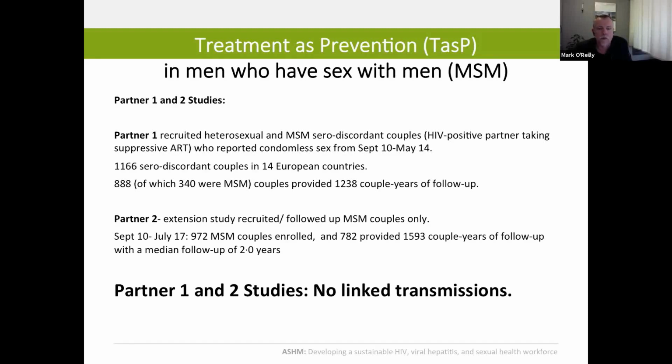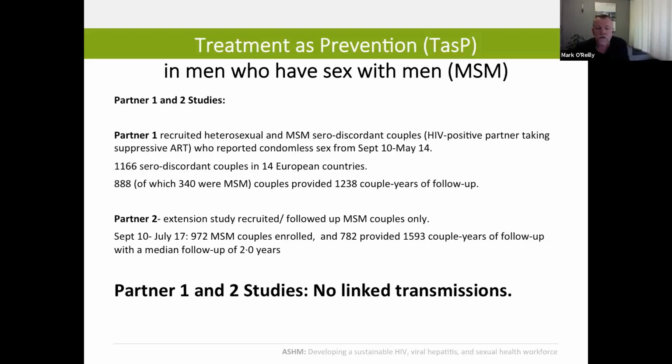These couples reported condomless sex between September 2010 and May of 2014. In that study, there were 11,066 serodiscordant couples from 14 different European countries. 888 couples provided 1,238 couple years of follow-up. And of those 888, only 340 were men who have sex with men.